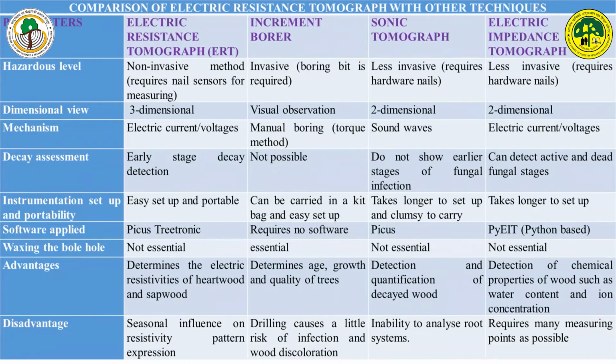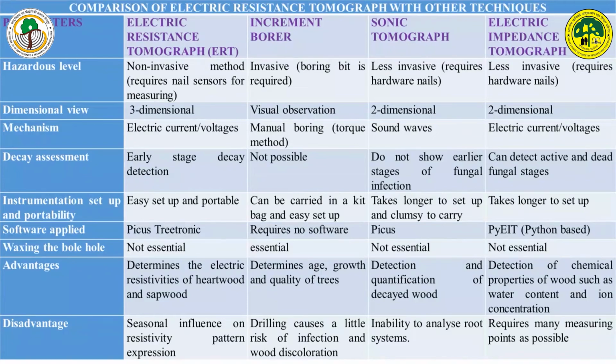Instrument setup and portability: it is very easy and very portable, handy, just 4 kgs. It can be carried in a kit bag, and is easy to set up. One of the important parts is that the increment borer should be correctly covered. If not, the sharp end may harm; it may cause cut wounds. So it's very important. In sonic tomographs, it takes longer to set up and is clumsy to carry. And electric impedance tomograph also takes a long time to set up.